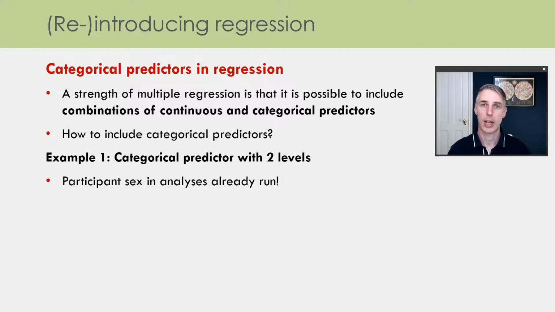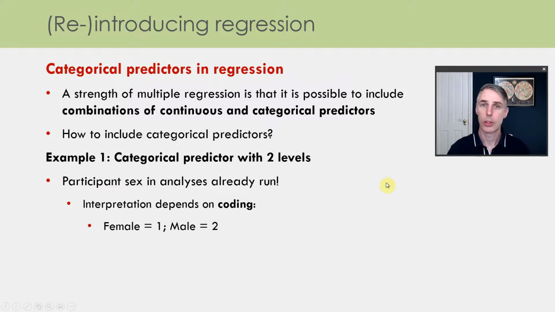In the case of a categorical predictor that has two levels, a binary or dichotomous categorical variable, we've already seen that in action, because participant sex in the analyses we've already been running is a categorical predictor. A key thing is, if we enter that as a covariate in Jamovi terms, the interpretation of that variable depends on its coding. In our case, female was coded as 1 and male was coded as 2. So the coefficient represents the effect of being male rather than female.